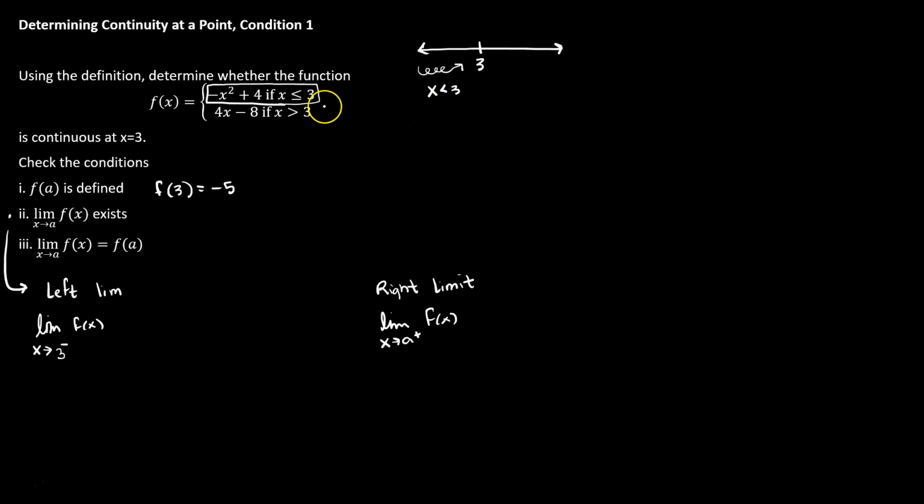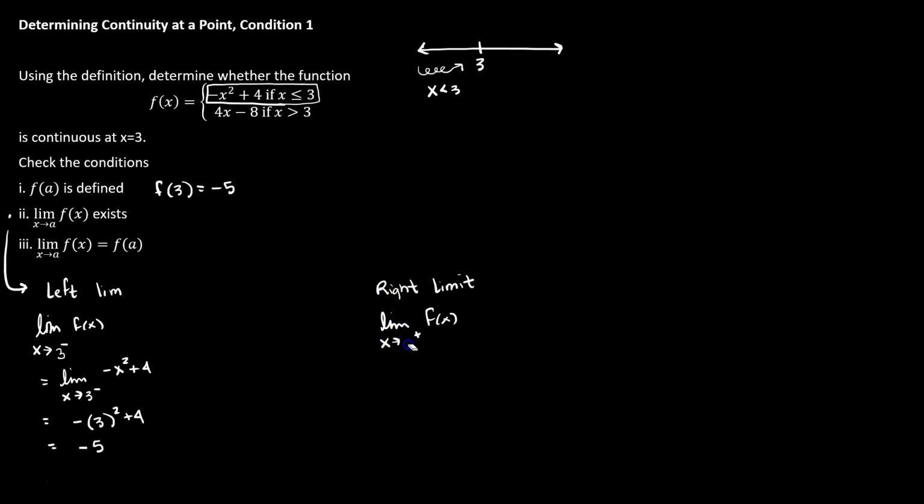So then, in order to stick with the function definition, I need to use the top part of this piecewise for the left limit. And then we can simply evaluate the limit. This is a polynomial, which we know is continuous. We can just do direct substitution. That looks like negative 3 squared plus 4, which we know is equal to negative 5. And then we can move on to the right-sided limit.